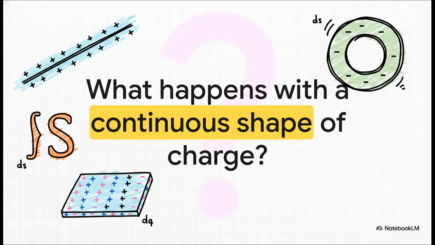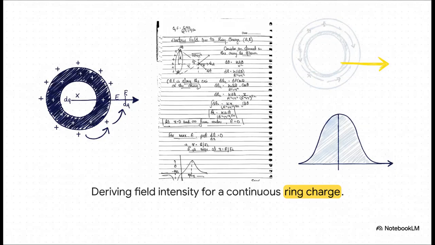Now that works perfectly for a single dot of charge. But what happens when charges spread across a continuous shape, like a long line, or a ring, or a flat plane? Well, we can't just use simple point algebra anymore. We've got to bring in the heavy hitter, calculus. And this brilliantly illustrates exactly why.